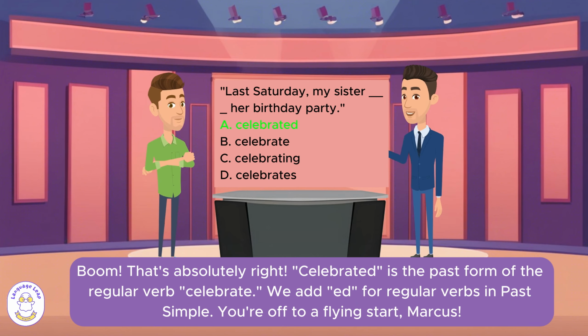Boom! That's absolutely right. Celebrated is the past form of the regular verb celebrate. We add ed for regular verbs in past simple. You're off to a flying start, Marcus.